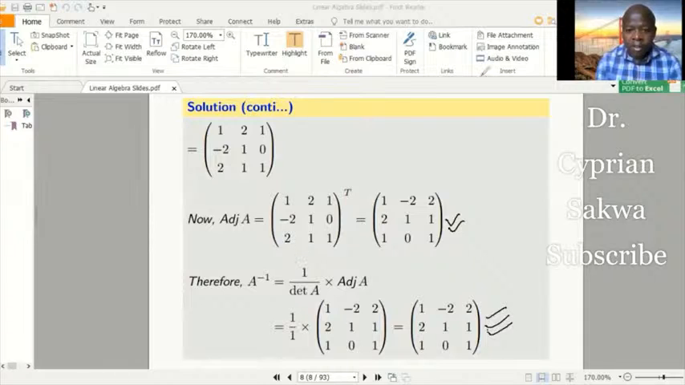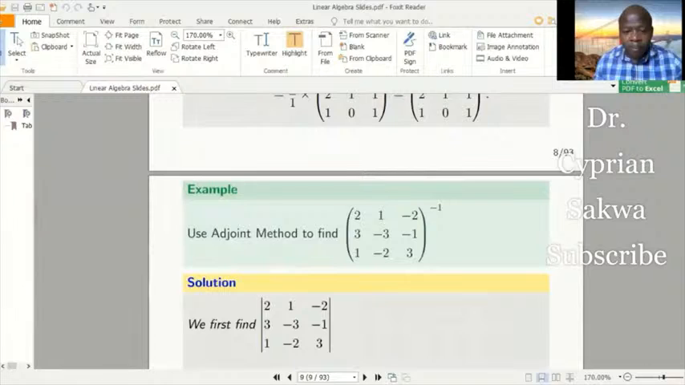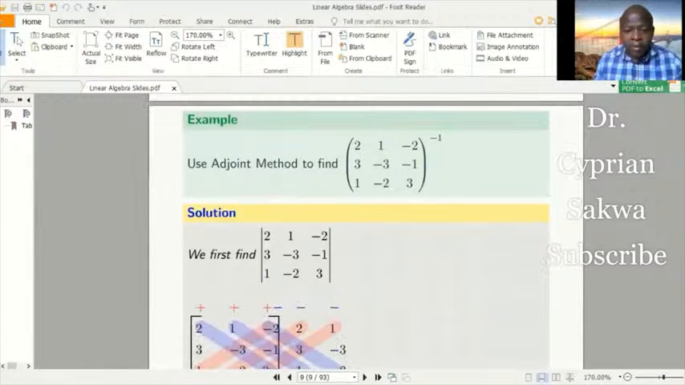Let's look at another example to make our working clear. So here is the question. The question says, use the adjoint method to find the inverse of this matrix. Remember, this power negative 1 means inverse.